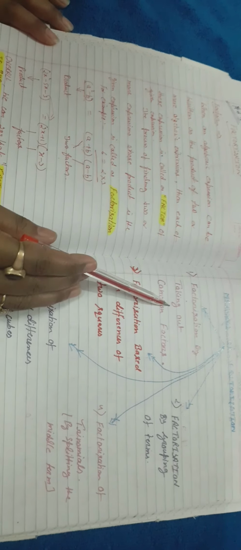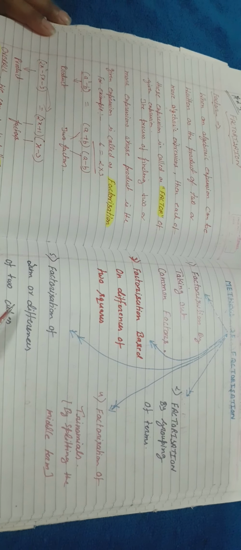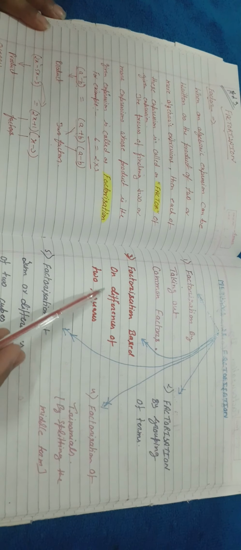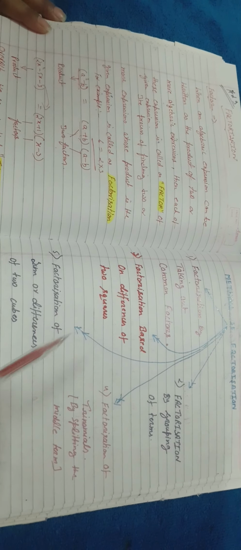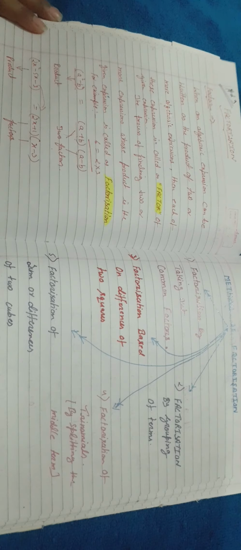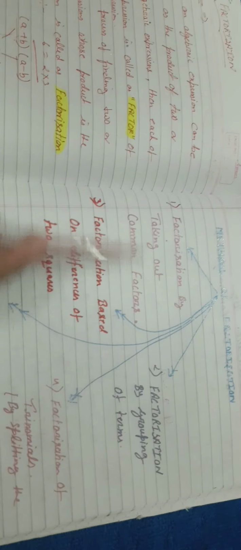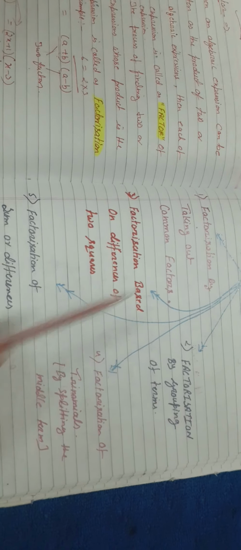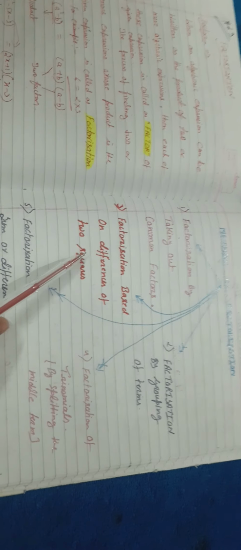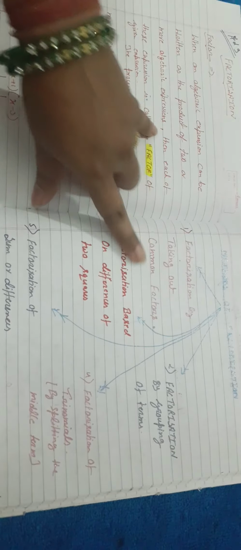On the basis of each method, exercises are given in the ICSE ML Aggarwal book: 4.1, 4.2, 4.3, 4.4 and 4.5. In my further videos you can see which method we have used in which exercise. But in this video I am going to show all the methods one by one and explain each of them with examples. So let's see the first one, factorization by taking out common factors.